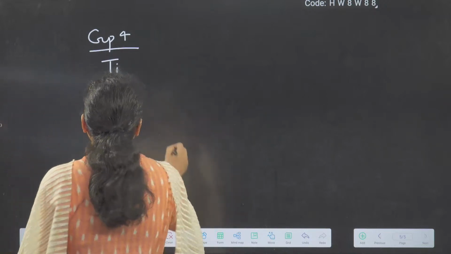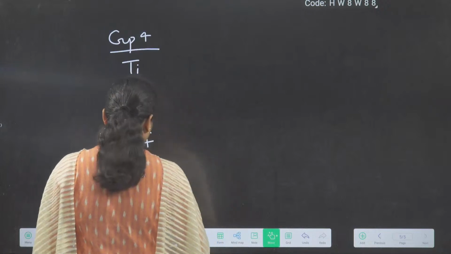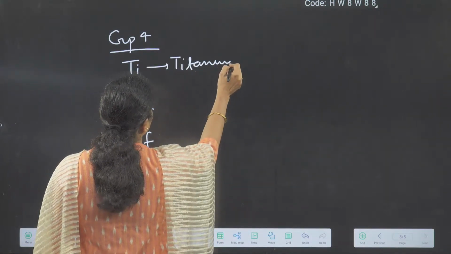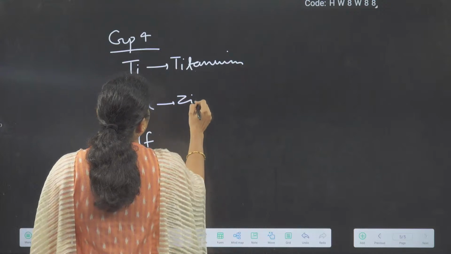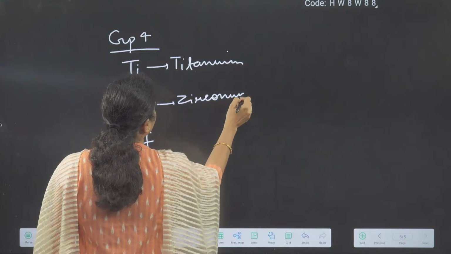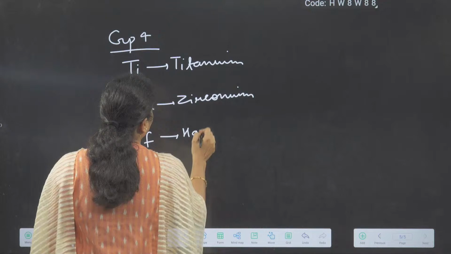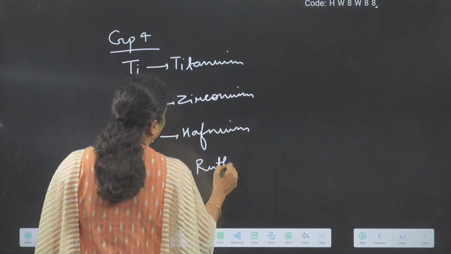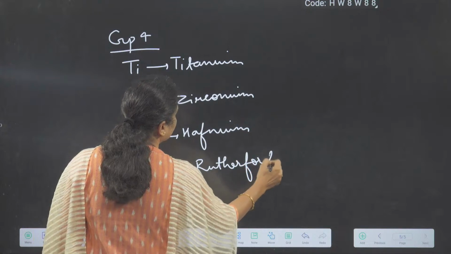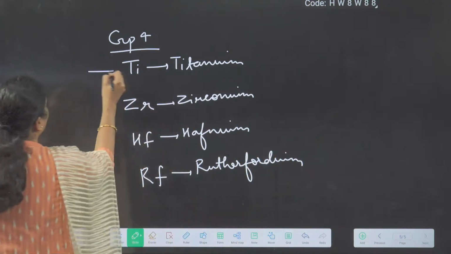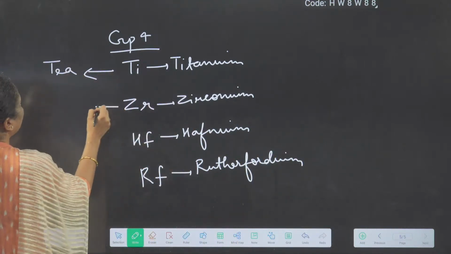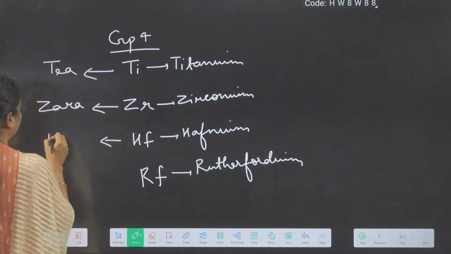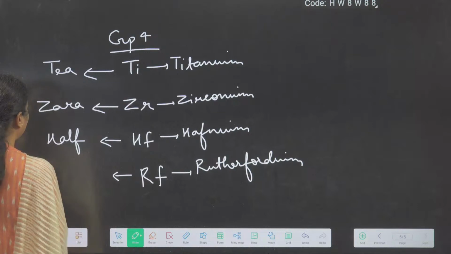Okay. So we are going to write down that here. This is titanium. Then you are having here zirconium. Then you are having here hafnium. And this is rutherfordium. So tea, zara is kunchum in Telugu. Zara means little quantity. Half Rutherford.